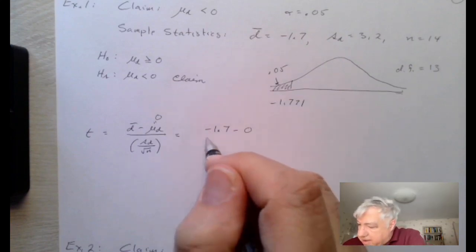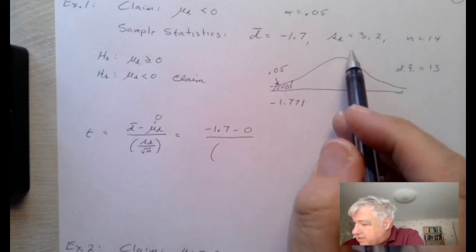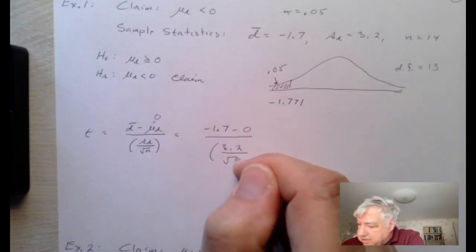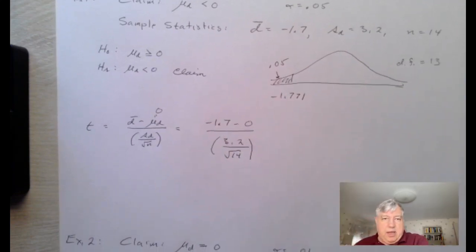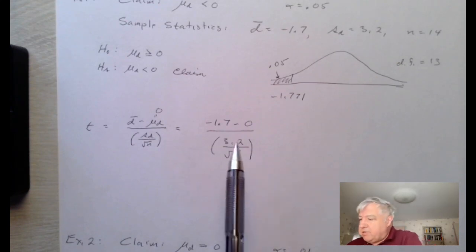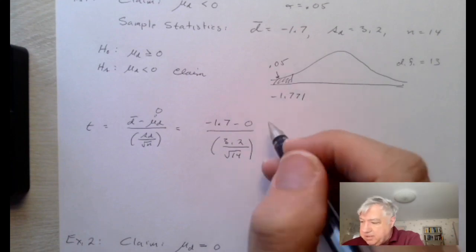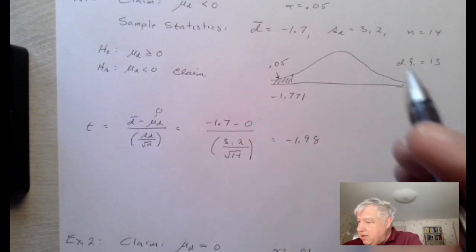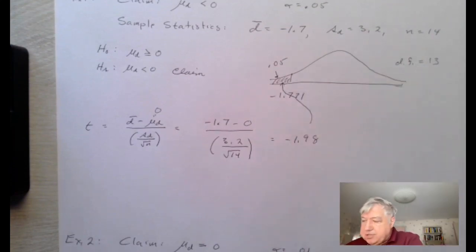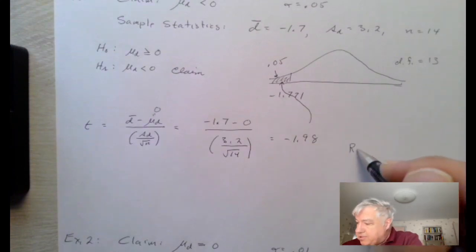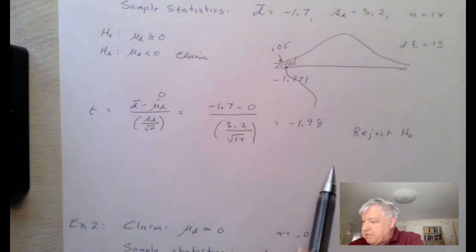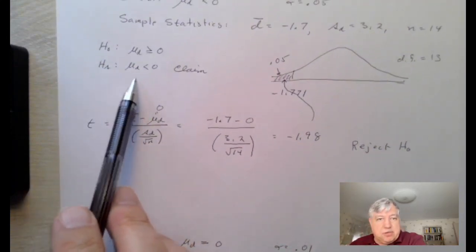Okay. And then s sub d, we said, is 3.2, and the sample size is 14, so this is square root 14. When you do that on your calculator, what I like to do is say negative 1.7, divide by 3.2, and then multiply by the square root of 14. And this turns out to be negative 1.98, which is just inside of the rejection region. So that's why we reject H0. We're rejecting H0, so there's enough evidence to support the claim.